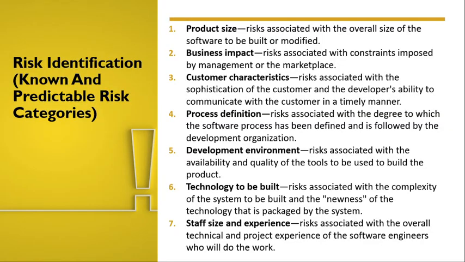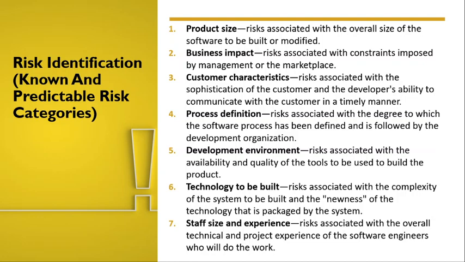Now we know that while we are identifying the risk, the risk that we can identify is only the known and the predictable risk, isn't it? There is something which is unknown, we cannot predict it. So only the known and predictable risk we can identify.